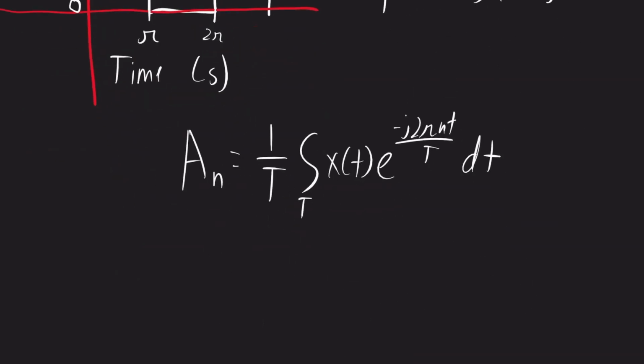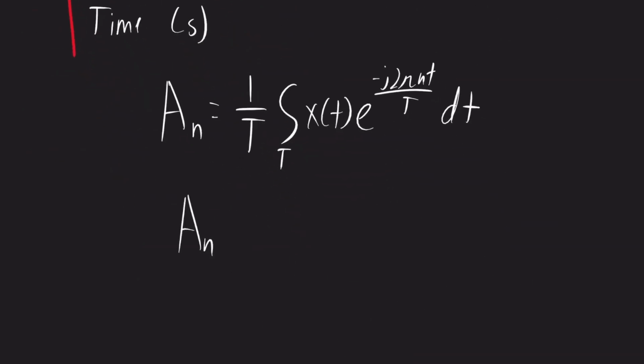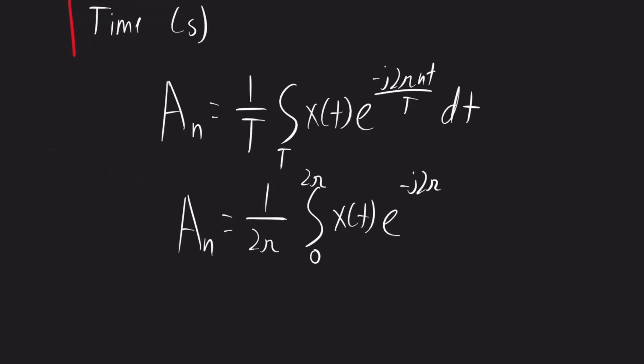I'll write out the integral. A sub n will be 1 over T, and we said T was 2 pi seconds, times the integral over 1 period. We chose from 0 to 2 pi seconds of x of t times e to the negative j 2 pi n t over 2 pi.